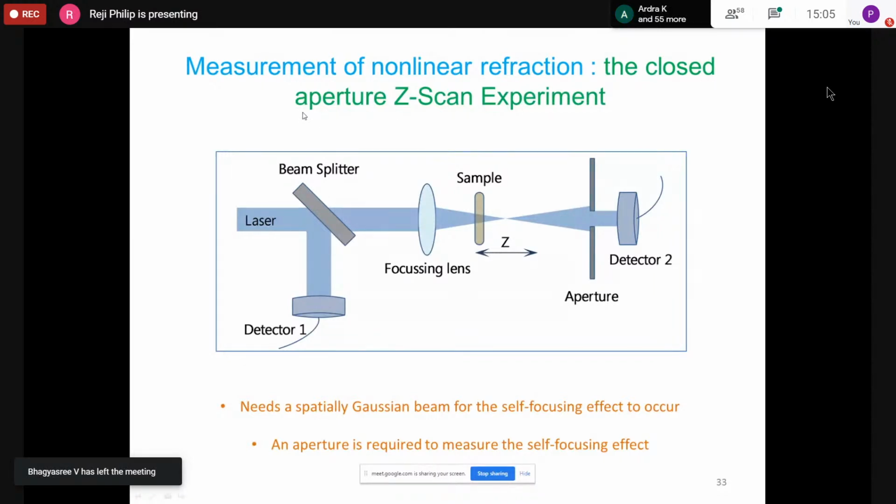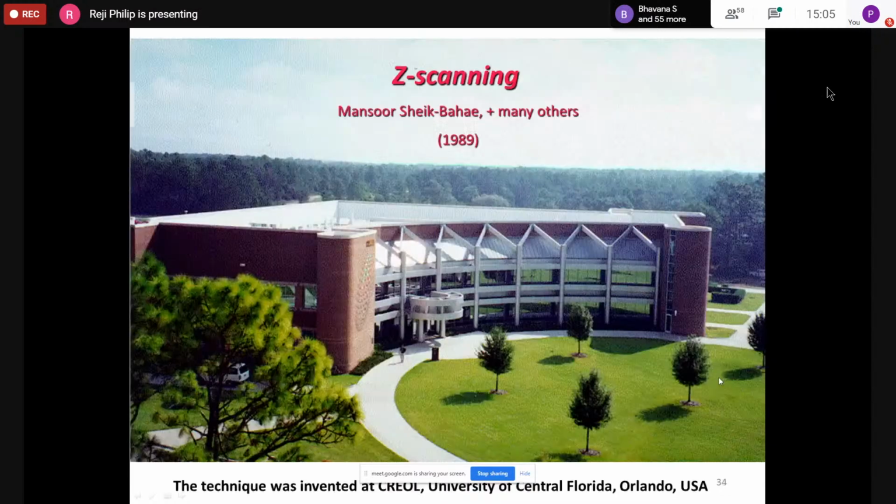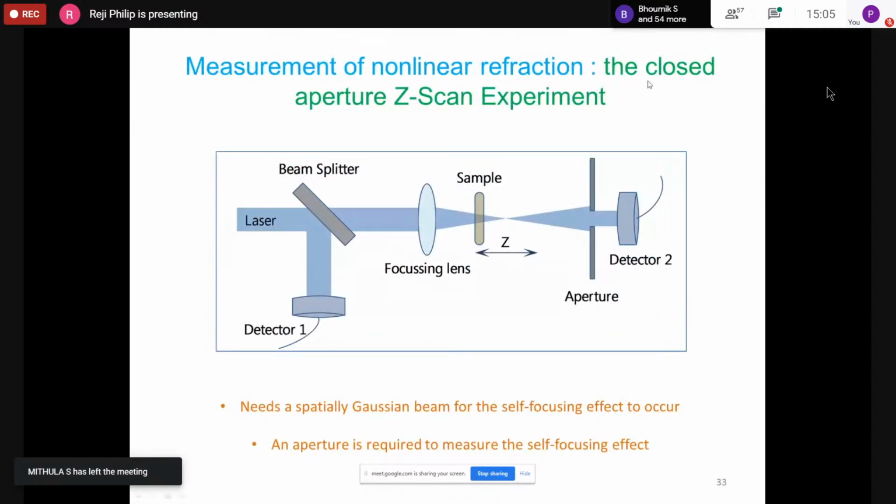By the way, Srikanth and I both worked at the University of Central Florida, where this technique was invented. I'll come to this in a moment. Somehow they named it closed aperture, whereas it is not fully closed, it's actually partially open like this. If you have something like this, then you can find out the nonlinear refraction of your material. The only constraint here is that it needs a spatially Gaussian laser beam for the self-focusing effect to occur, and an aperture is required to measure the self-focusing effect.